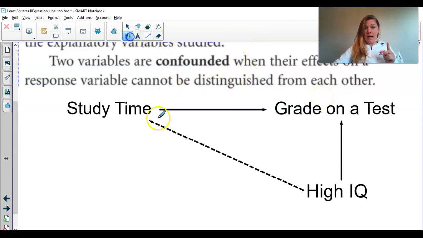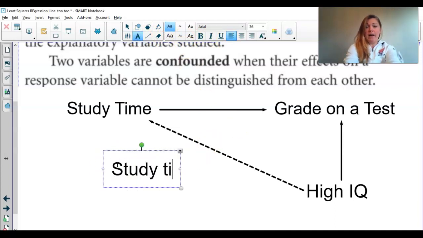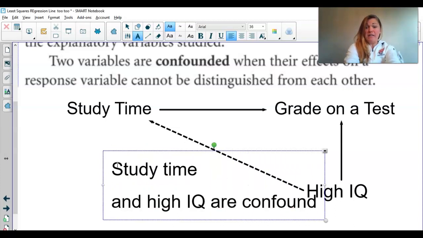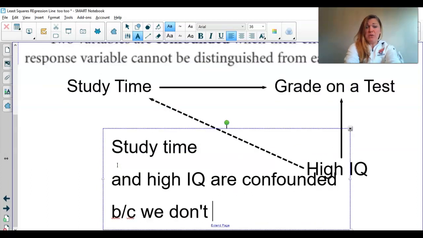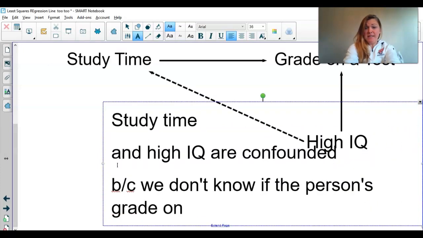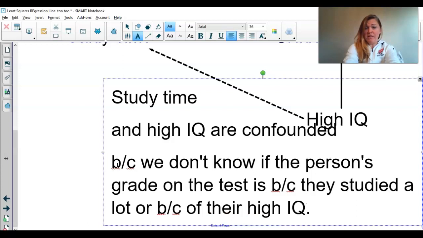So what we would say then, we would say, let me get my marker out here, that study time and high IQ are confounded because we don't know if the person's grade on a test is because they studied a lot or because of their high IQ. You could go on to further say it and relate them now.